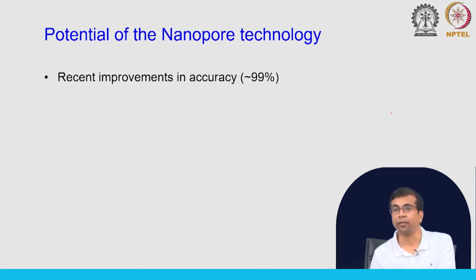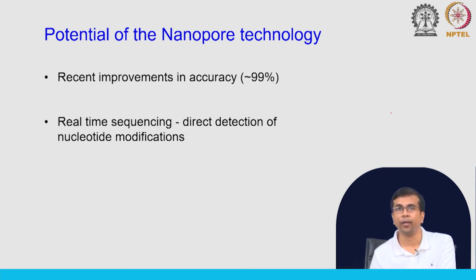We have seen recent improvements in accuracy, and it has actually reached about 99%, and hopefully it will go even further. It is real time sequencing, and we can do direct detection of nucleotide modifications. We will talk about this in much more detail, because of the real time nature of the signal, and we are also detecting signal from single molecules.